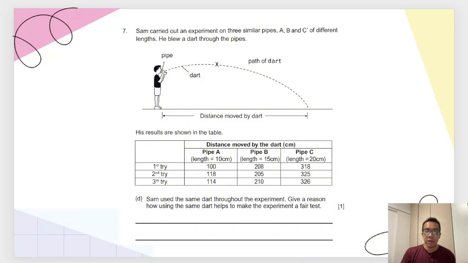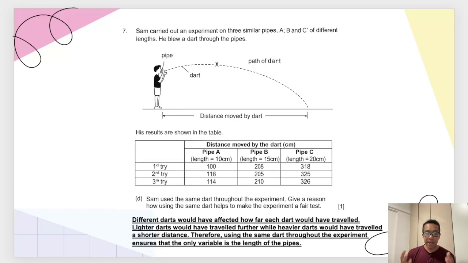Okay, so if you were to take a look at the answer here, different darts would have affected how each dart would have traveled. Lighter darts would have traveled further, heavier darts would have traveled a shorter distance. Therefore, using the same dart throughout the experiment ensures that the only variable is the length of the pipe. Just a recap, a variable is something that we change for the experiment. So the variable, for this particular experiment, is the length of the pipe. Everything else needs to stay the same.